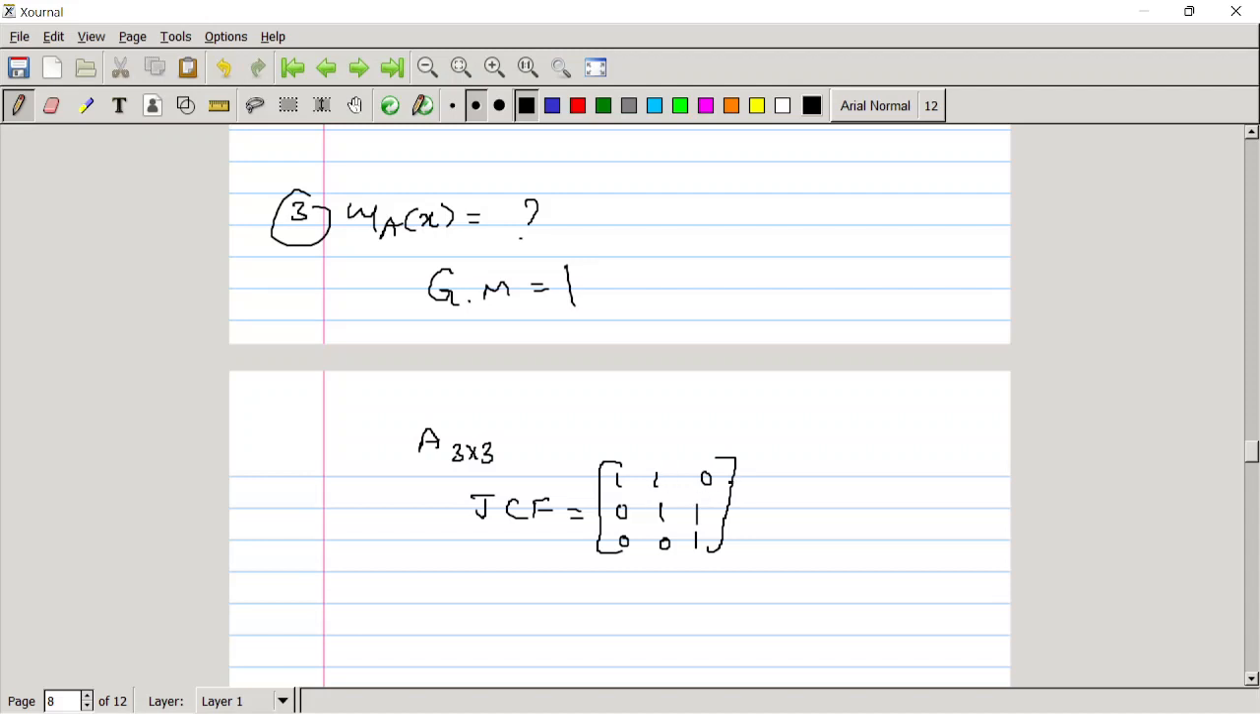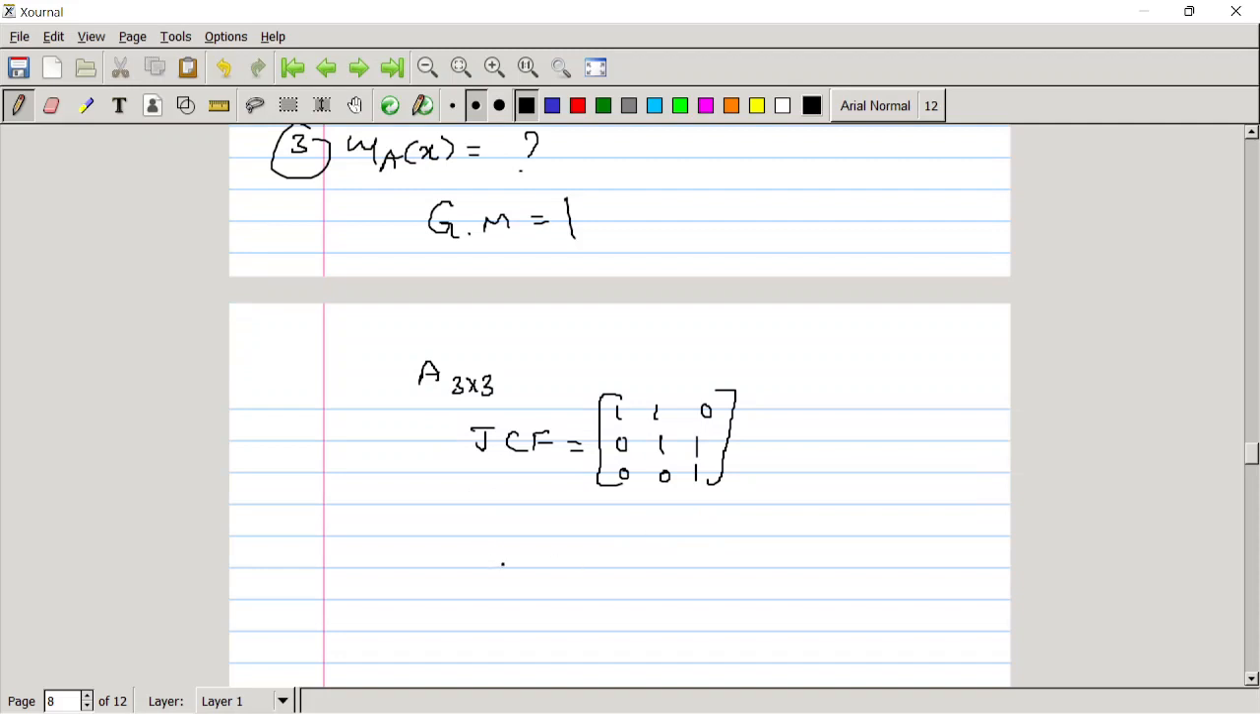Is it clear, or shall I explain again? Will you please again explain, sir? Yeah. In the JCF, in the diagonal elements we have to write the eigenvalues only. That means 1 1 1. These are the eigenvalues, and the below-diagonal elements have to be zeros. In the above-diagonal elements we have to think, because it is given that geometric multiplicity is equal to 1. That means it can have only one Jordan block.